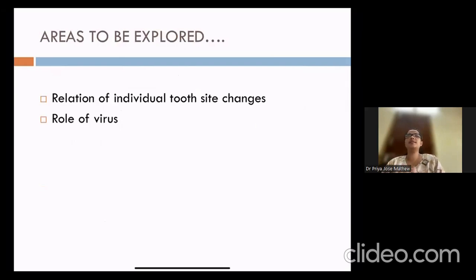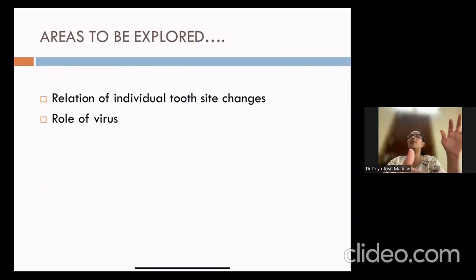Now again, is this the final disease activity model? Still we have to say no, because we very well know that each tooth is different, each site is different. Now what is the factor determining the change in each site? That area again we have to explore.